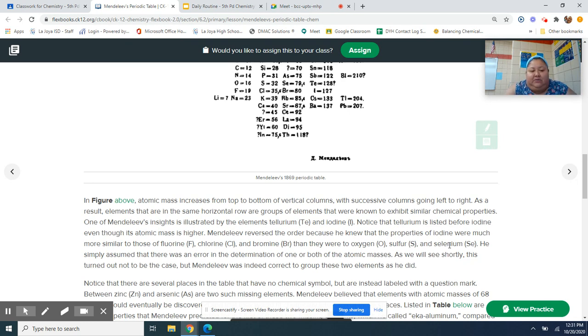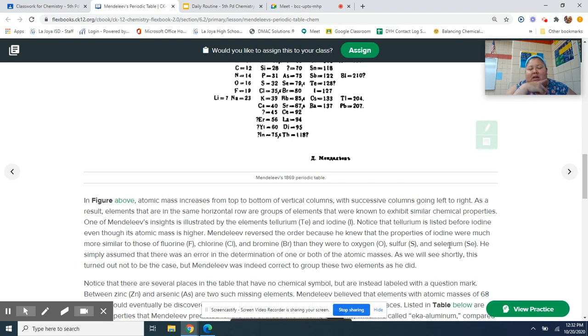He simply assumed that there was an error in the determination of one or both of the atomic masses. As we will see shortly, this turned out not to be the case. But Mendeleev was indeed correct to group these two elements as he did. So he said, I'm going to flip them. Probably the people who discovered those elements made some mistake and those atomic masses are wrong.